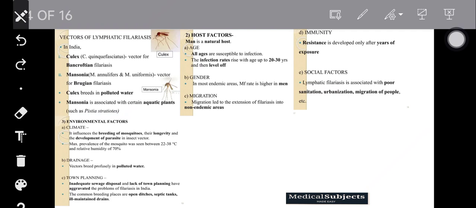Drainage: vectors breed profusely in polluted water. As we spoke, Culex is responsible for Bancroftian filariasis. Wuchereria bancrofti is responsible for 90% of infections. Bancroftian filariasis is transmitted by Culex, and this Culex breeds in polluted water, not clean water. Inadequate sewage disposal and lack of town planning have aggravated it, because the polluted water gets stagnated, no proper drainage, and hence it is a risk factor. So common breeding places are open ditches, septic tanks, ill-maintained drains where water gets stagnant, water does not flow.